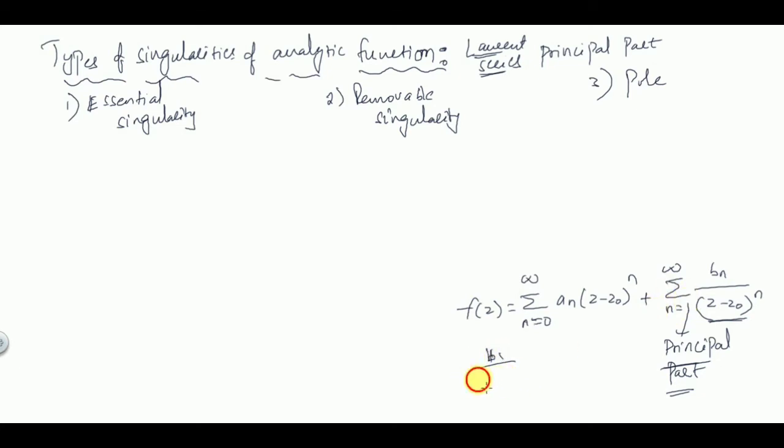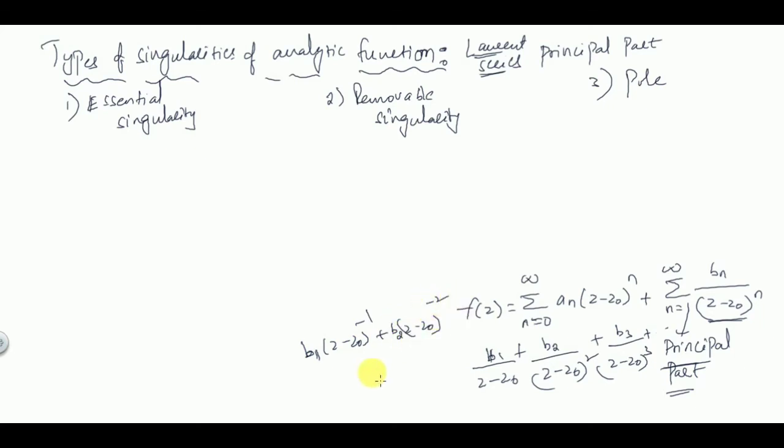So when you substitute 1, it will be b1 by (z minus z naught) plus b2 by (z minus z naught) whole square plus b3 by (z minus z naught) whole cube plus so on. If you take this to the numerator, what will happen? b1 into (z minus z naught) whole inverse plus b2 into (z minus z naught) whole to the power of minus 2 plus b3 into (z minus z naught) whole to the power of minus 3 plus so on. So it is negative powers of z minus z naught. Based on this principal part only, we are classifying these singularities into essential singularity, removable singularity and pole.